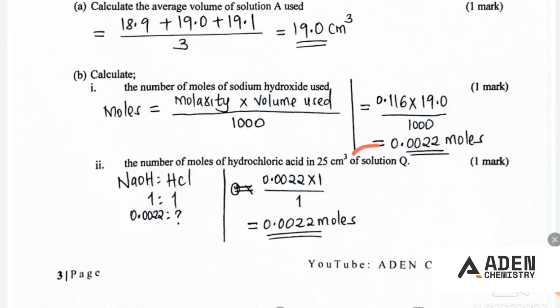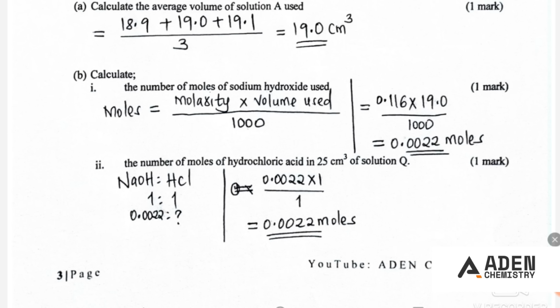Roman 2. The number of moles of hydrochloric acid in 25 centimeter cube of solution Q. Where is this solution Q coming from? Remember, we have done it in procedure 2. That's procedure B. First of all we took 30 centimeter cube of solution C1, that was hydrochloric acid. Then we added all the solid D to the acid. Then when the reaction was over, we transferred the solution into a volumetric flask, and we diluted, or topped up the solution up to the mark. So that solution was the one labeled as solution Q.